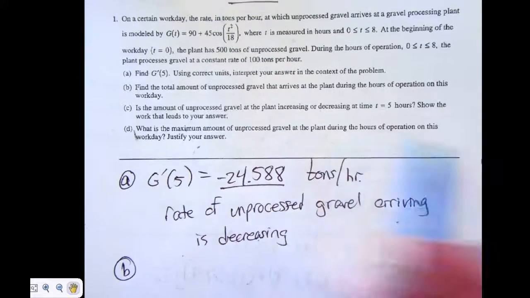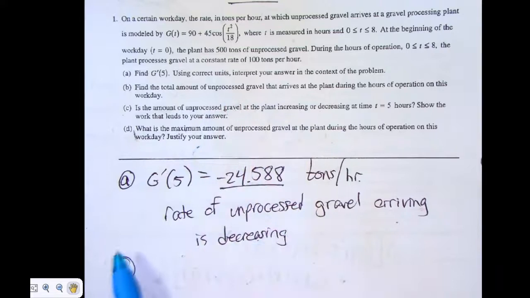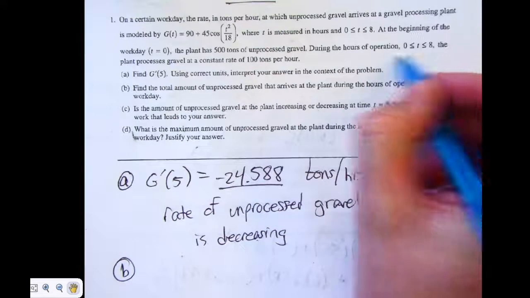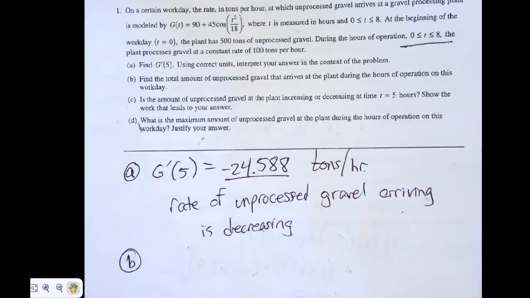Okay, part B, find the total amount that arrives during the hours of operation. So for those 8 hours, if I want to know how much arrived, what function describes to me the rate at which it's arriving?